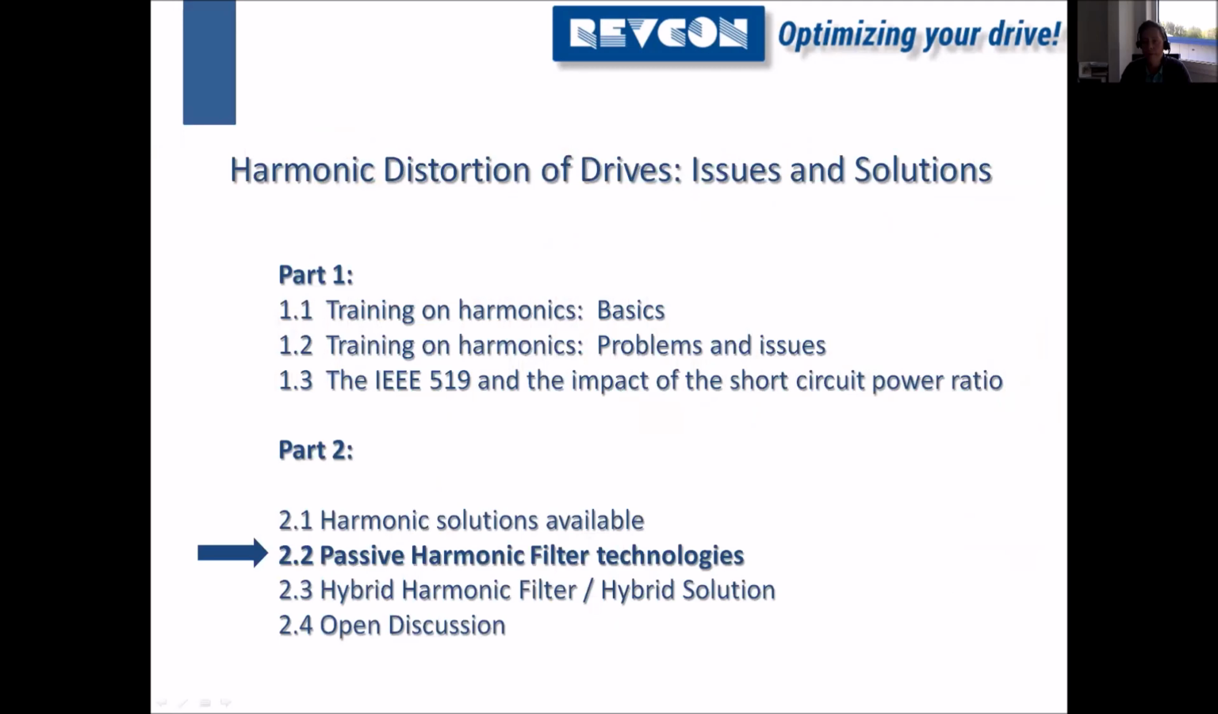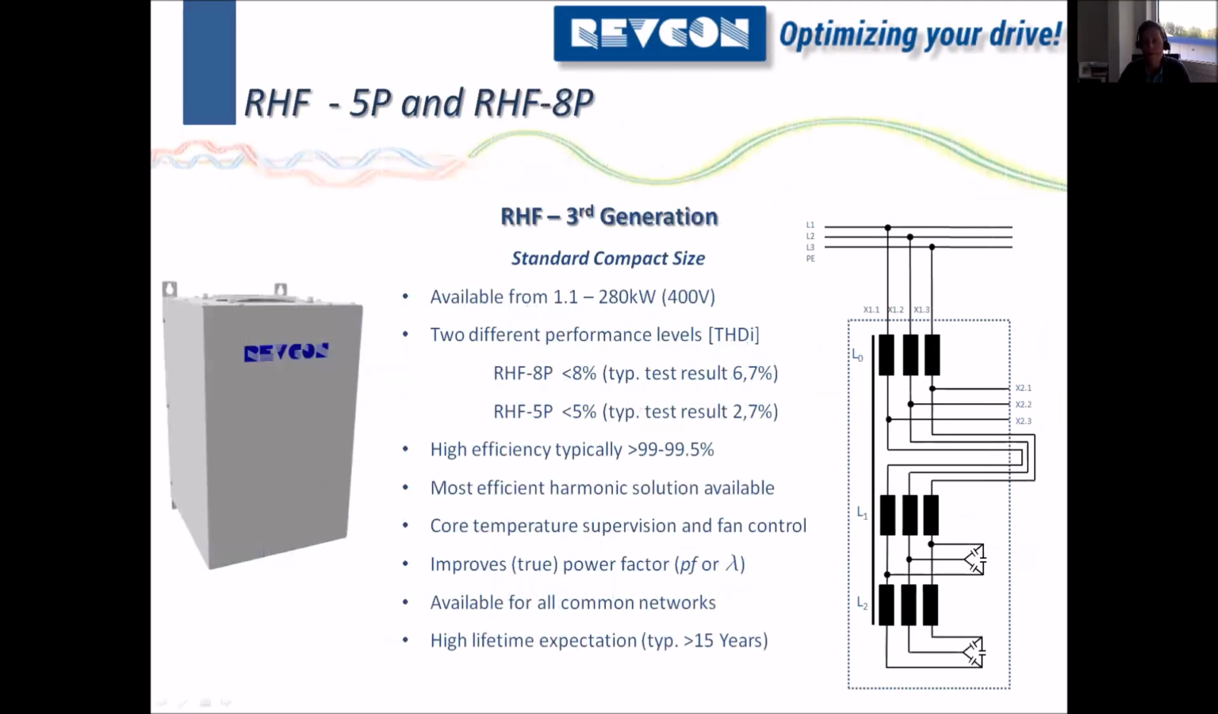Okay, so passive filter technologies. First of all, I hope you don't mind if I introduce our passive harmonic filter from the REVCON range. You will get the same kind of filter from many different brands, from 6 at the moment, as far as I know. This is the REVCON design filter, available from 1.1 up to 280 kilowatts. We have 2 different performance levels in the latest generation: 5% and 8%. The typical result when you use it with a drive, especially if we go above 100 amp, will be significantly better.